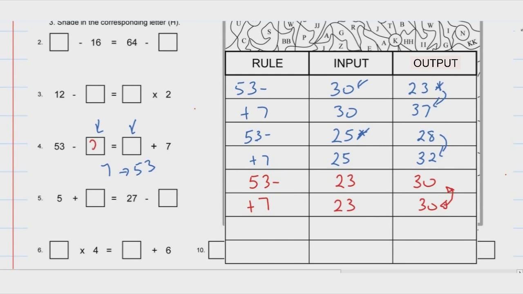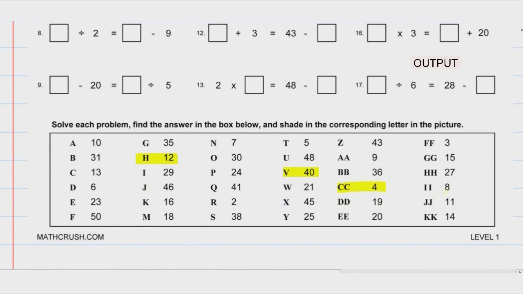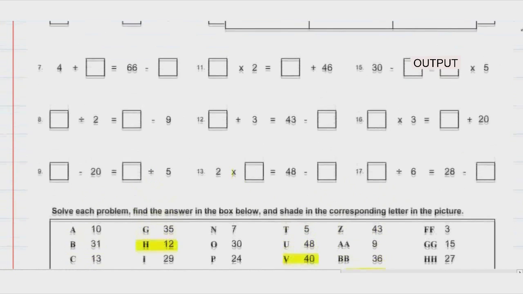The inner box right here is going to be 23 and 23. Let me erase this to clean it up. Because 53 minus 23 is 30, and 23 plus 7 is 30. It gives us the same answer. So we're going to come down to our little box. And remember, we're looking for the answer in the box, not this answer. So when we look for the answer down here, we're looking for 23. And 23 is letter E. So we're going to look for E in our shading.